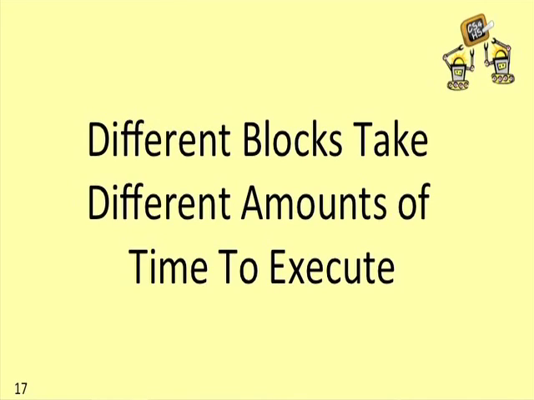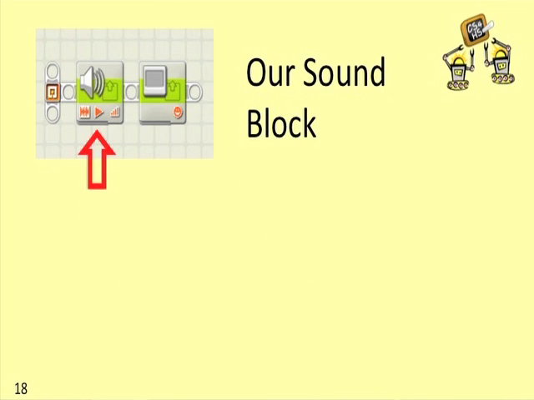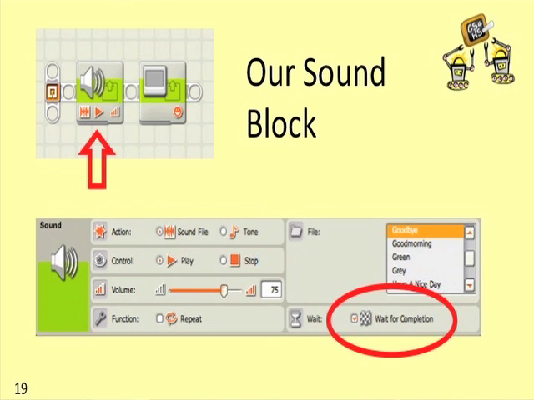And now we come to the crux of the problem. Different blocks take different amounts of time to execute. Let's look at the two types of blocks that we've used in our program. When you play a sound, the default behavior, that is, the standard behavior, is for the NXT to wait until the sound is finished playing before moving on to the next block. You can actually change that in the configuration panel.